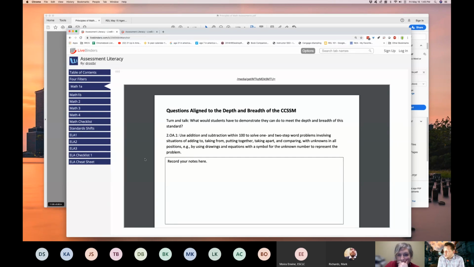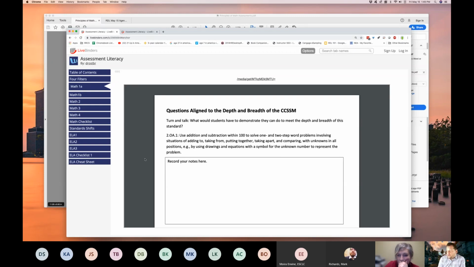It's asking students to solve 1- and 2-step word problems involving situations of adding to, taking from, putting together, taking apart, and comparing with unknowns in all positions by using drawings and equations with a symbol for the unknown number to represent the problem. That's insane. There's a lot of stuff going on in that standard for a second grader.